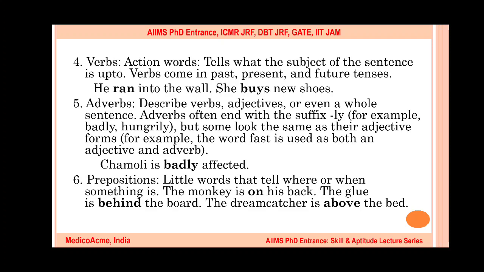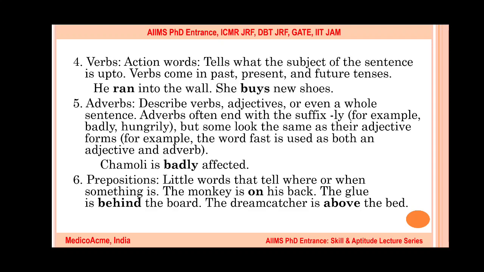Preposition is what? Preposition is a spatial thing. It will give the spatial status, but the verbs give you the status of the activity. So spatial status and active status are the two main things described by the preposition and verbs respectively. Guys, prepositions are very important because these are asked in the AIIMS PhD entrance, and they will also be seen in the GATE exam and IT exam.